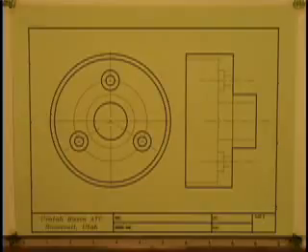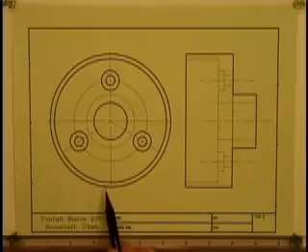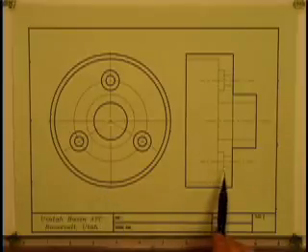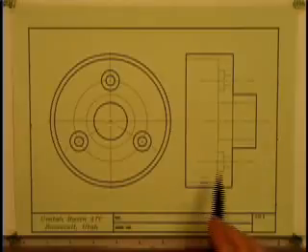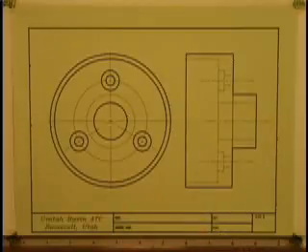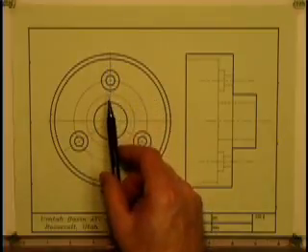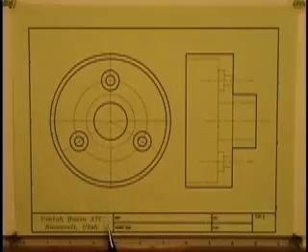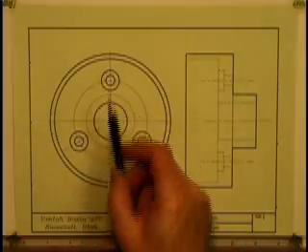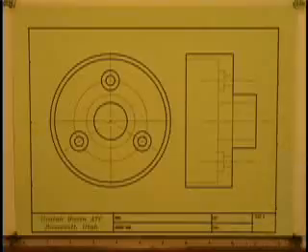Today we're going to talk about the process of converting a regular orthographic view like this, where you have a front view and a side view with hidden lines and everything. We want to convert this into a section view. Now, a section view is when you take a theoretical slice through the part, either all the way or part of the way, and remove part of that object.